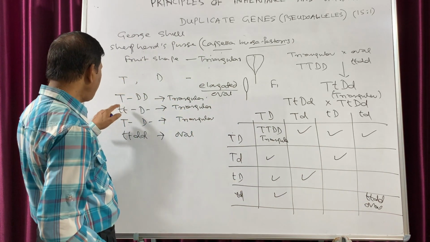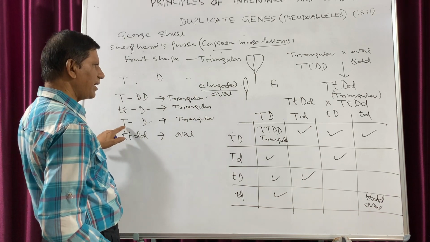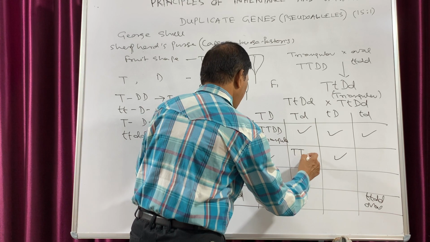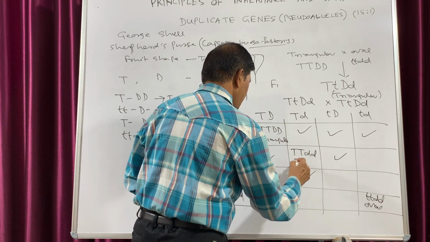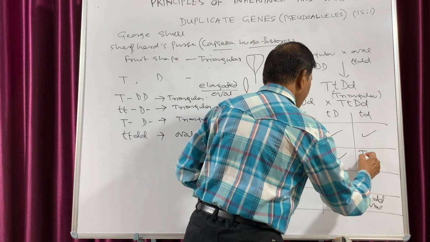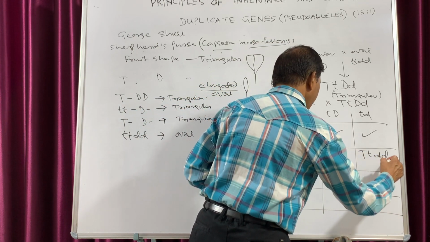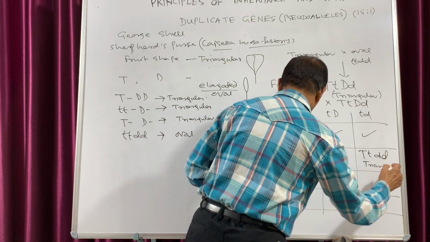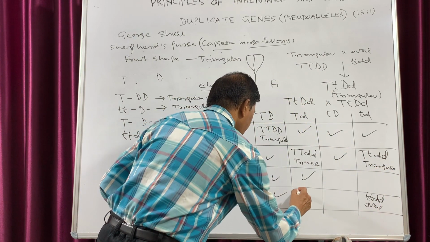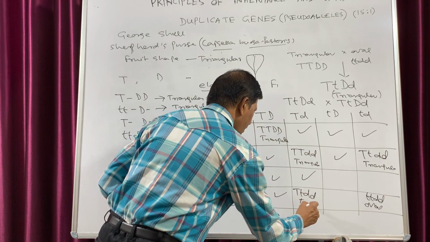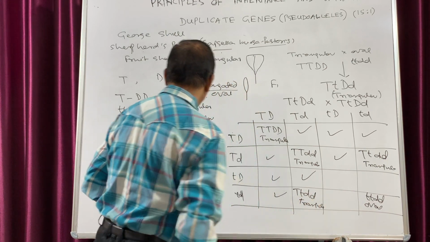Again, when only capital T is there, which case? This is capital T, small t, small t. So this will also be triangular. This case also has capital T, small t, small d. So this will also be triangular. And here also capital T, small d, small d, this will be triangular. So in these 3 cases capital T is there.